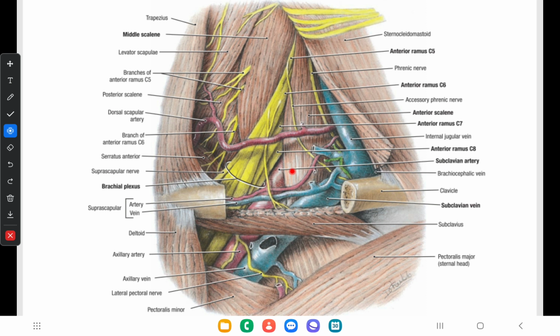So that's all about the posterior triangle of the neck. Hope you gain knowledge about the posterior triangle and its subdivisions, boundaries, then the contents of the posterior triangle, that means the superficial contents as well as the deeper contents, as well as what are the clinical correlations of the posterior triangle, and the importance of knowing the structures which are located in the posterior triangle.